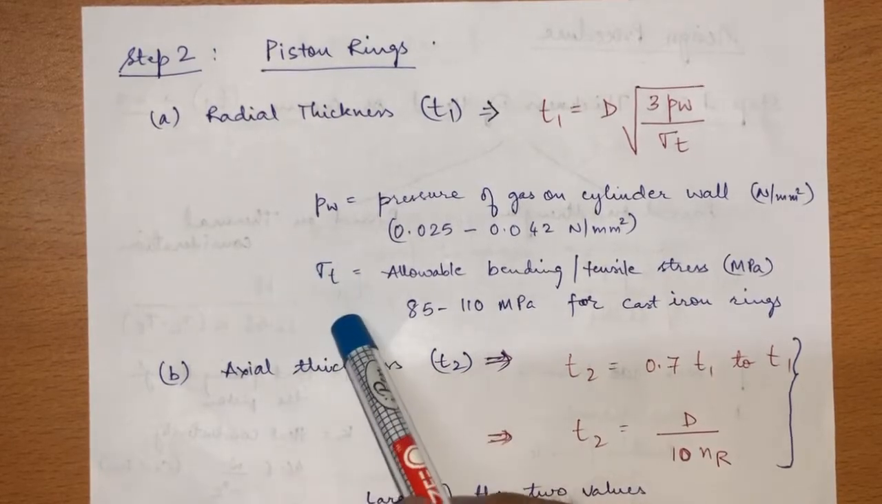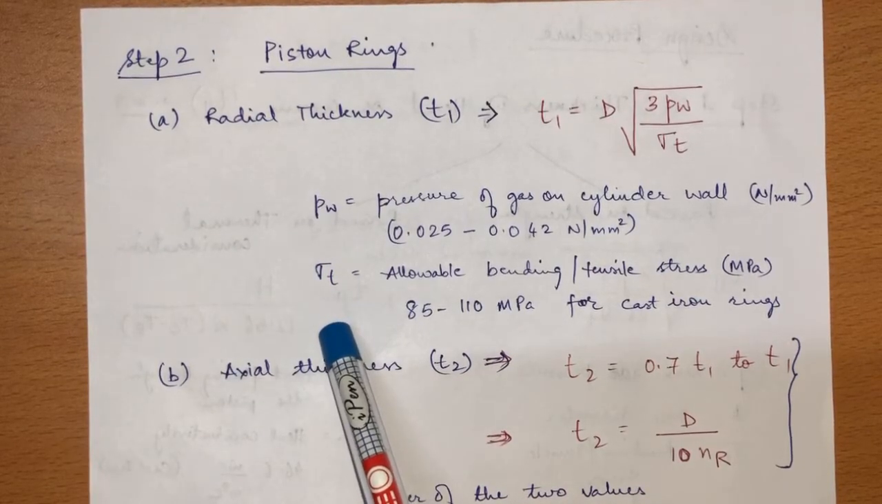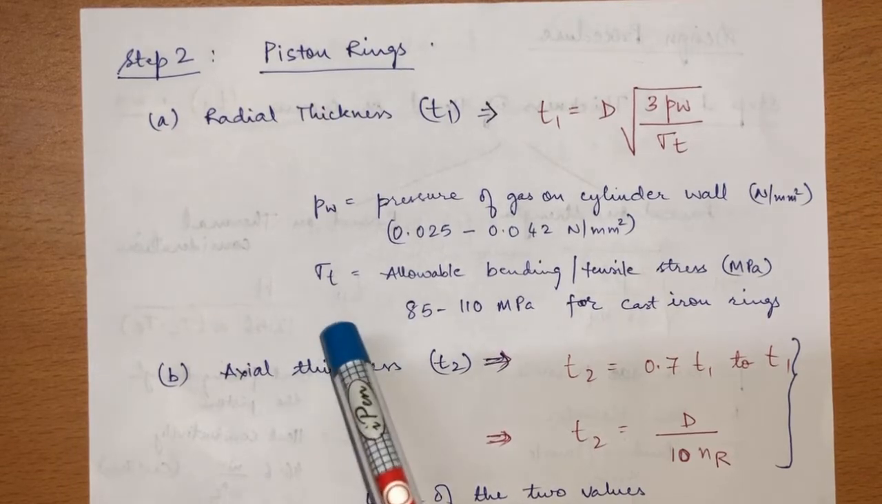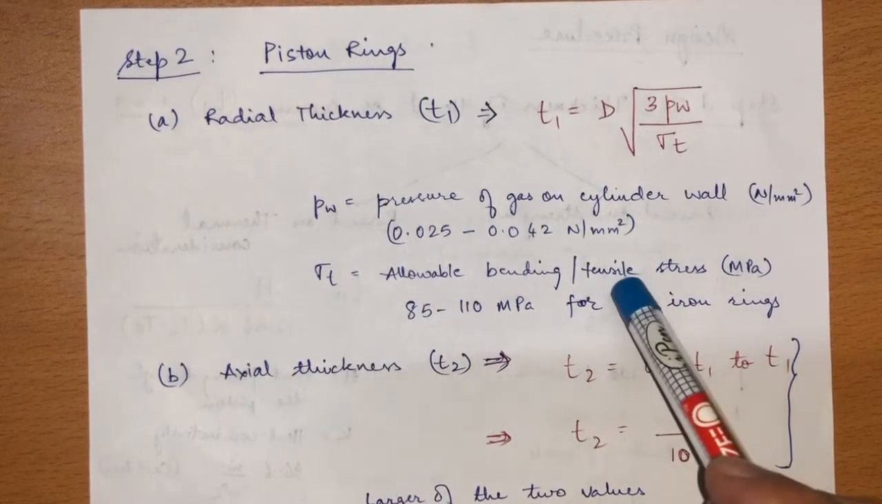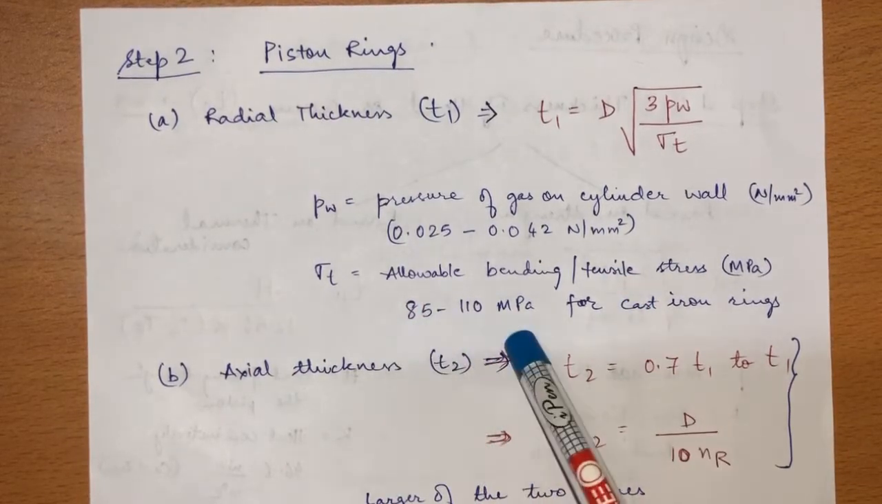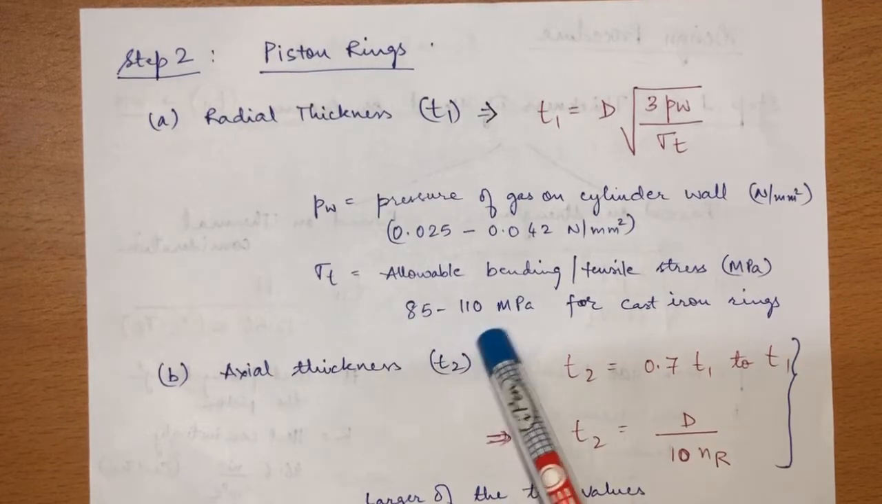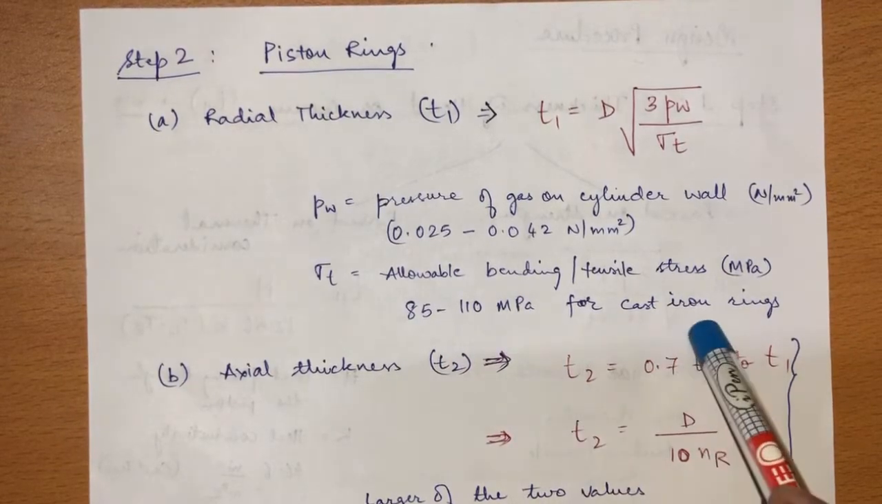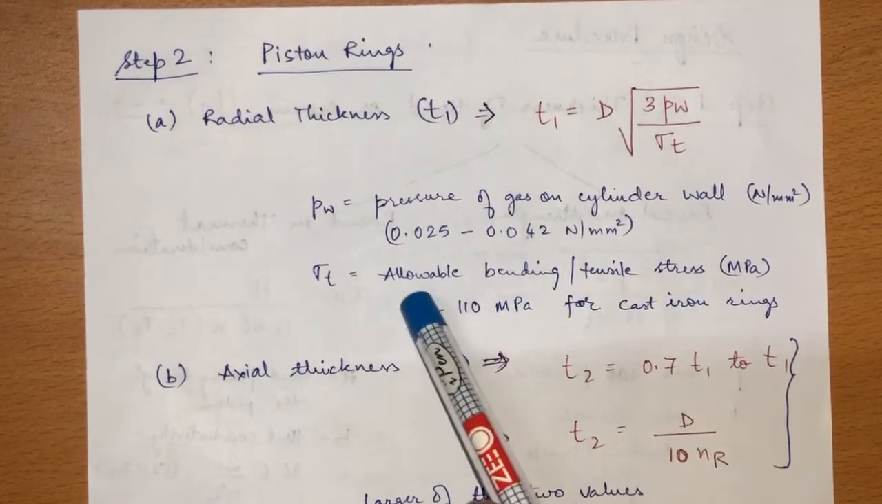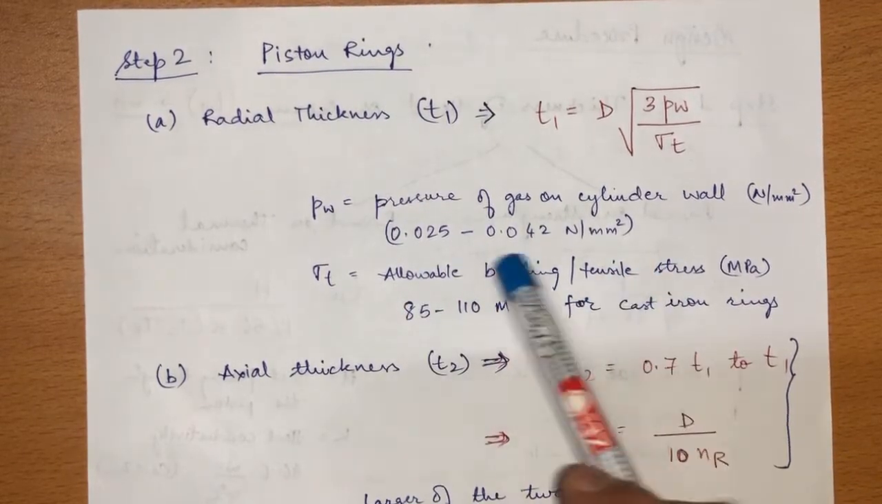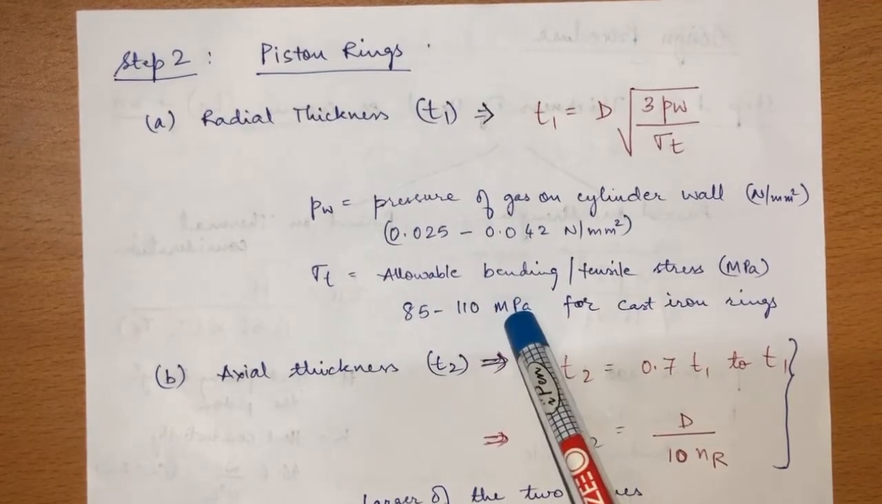Sigma t is the most important part here. As we are talking about piston and piston rings, these are made of two different materials. Sigma t for piston material has a lesser value, whereas sigma t for piston rings has a higher value. We can see that it is in the range of 85 to 110 megapascal for cast iron rings. This signifies that the material used in piston rings is of higher strength.